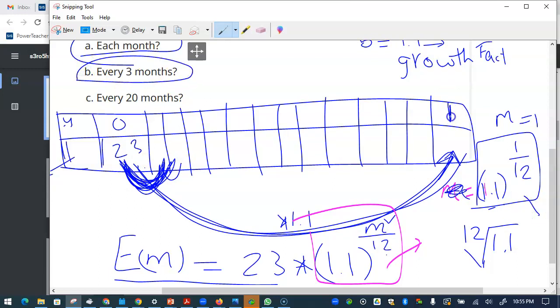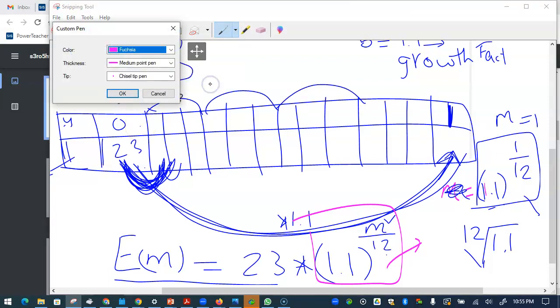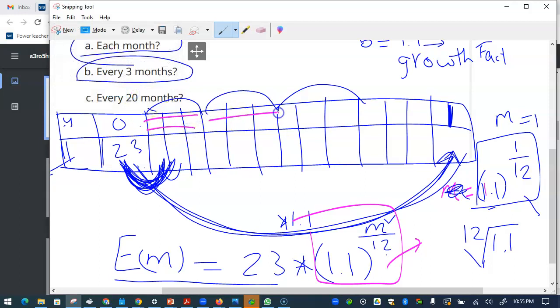Now you have to see, in a year, how many 3 months are there? So you can have big groups of three. Say 1, 2, 3. So these are 3 months, these are 3 months, these are 3 months, and these are 3 months, right? So there are four groups, 1, 2, 3, and 4, right?